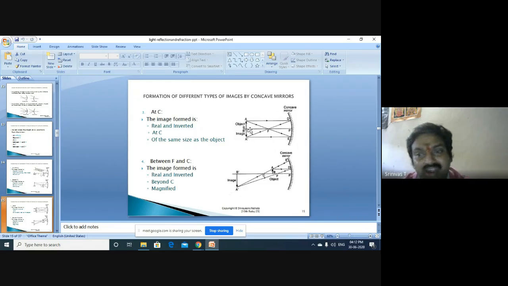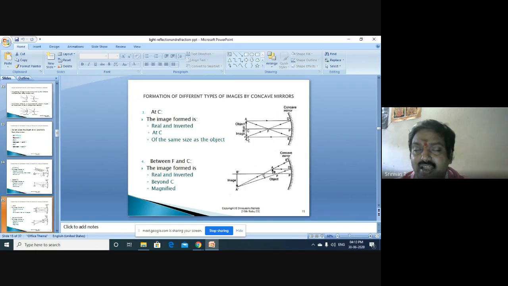So exactly at A dash, these two are going to intersect, because the light ray passing through the focus has to go parallel to the principal axis, and similarly a line parallel to the principal axis has to go via the focus. So these two lines meet only at A dash. Therefore, B dash and A dash become the image.